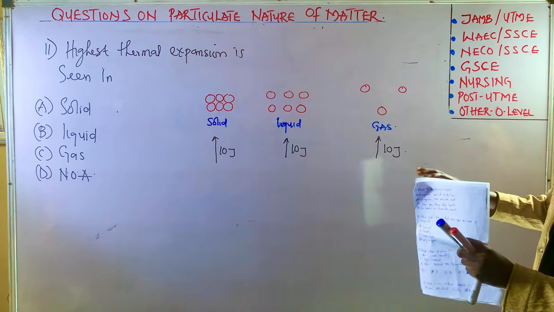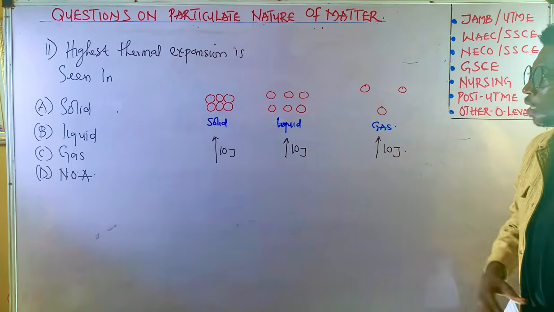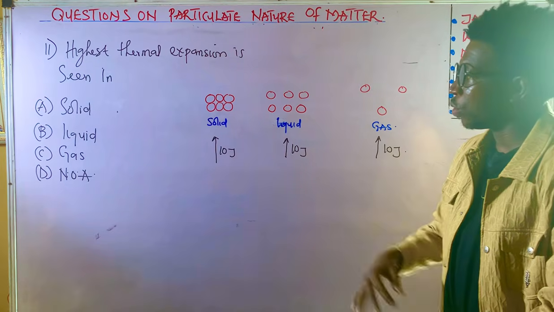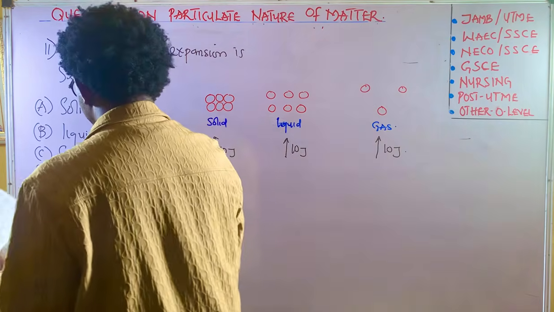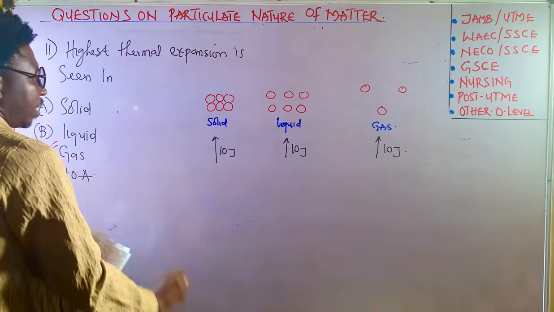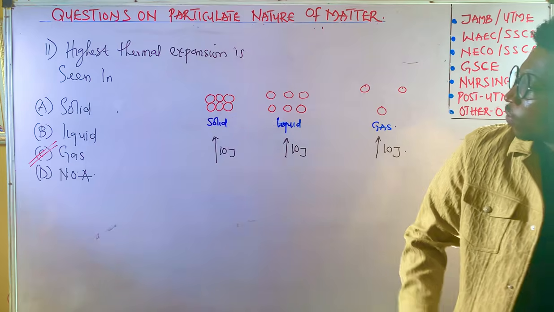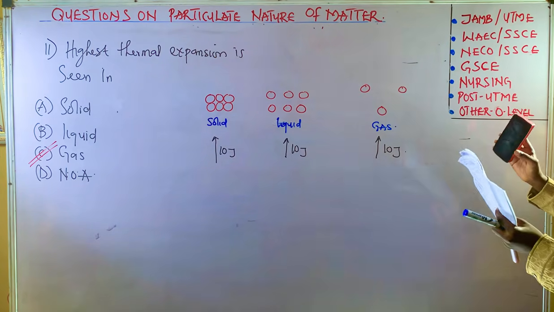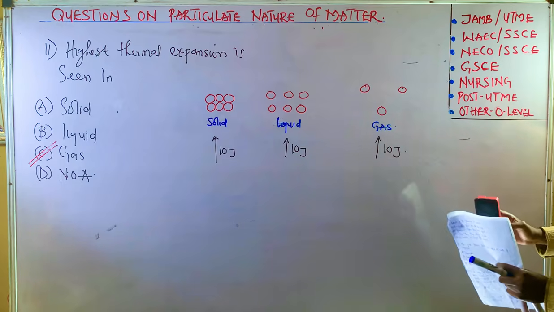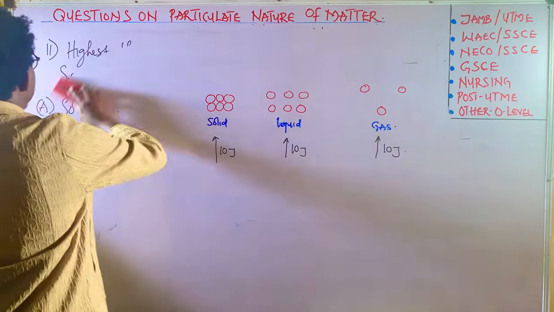So in which of these are we going to have the highest thermal expansion? That means expansion due to heat, separation of these particles due to heat. The answer is not solid. The answer is not liquid. The answer is gas. So this is quite easy. The highest thermal expansion is found in the gas state of matter. So I hope I can clean this. If you are writing this, just pause, then you continue, you play back again to continue.